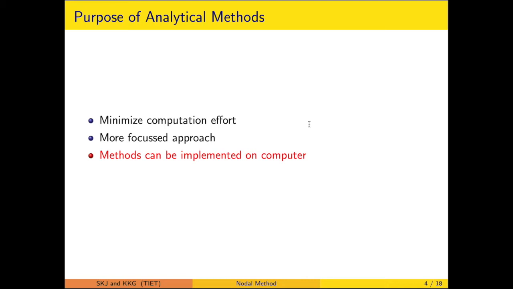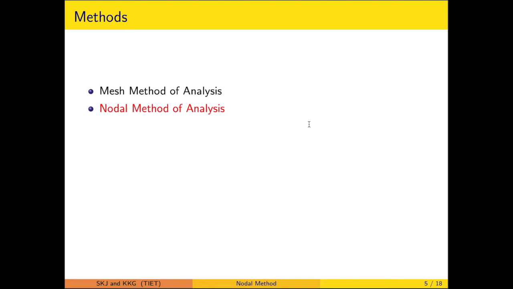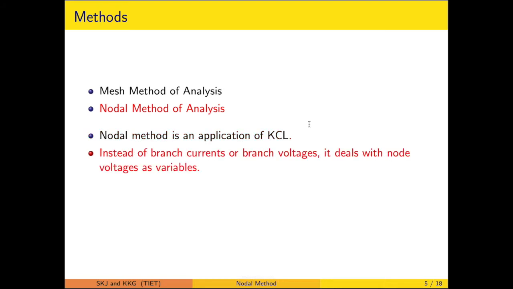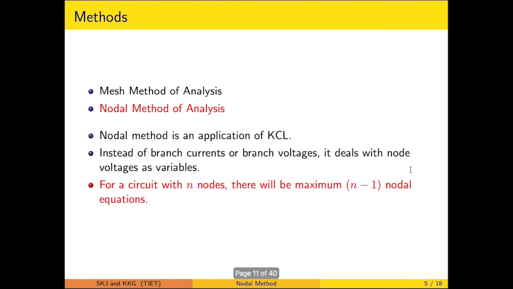So with this background, we will have two methods of analysis, the mesh method of analysis and the nodal method of analysis. In this lecture we will be discussing the nodal method of analysis. Now this nodal method of analysis is an application of Kirchhoff's current law. The point here is how we are able to reduce the number of variables. Instead of branch current or branch voltage, it deals with the node voltage as variables.